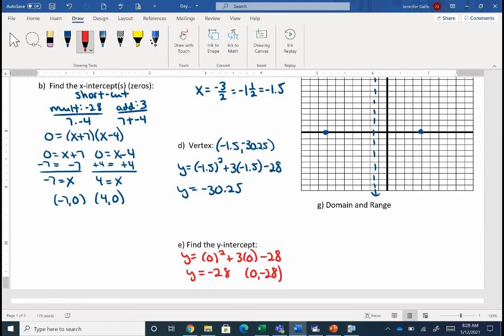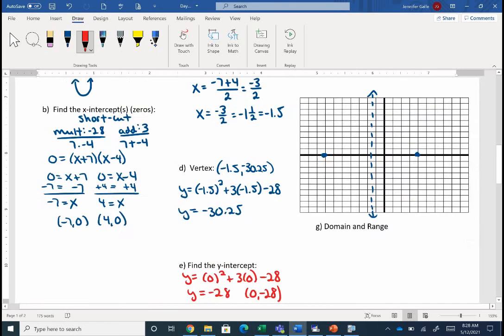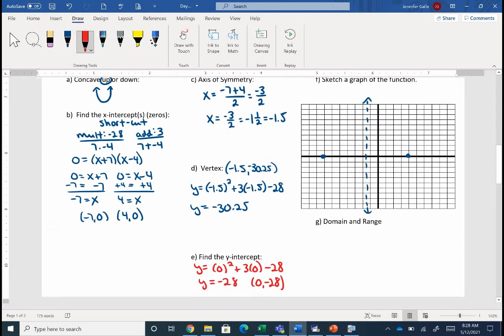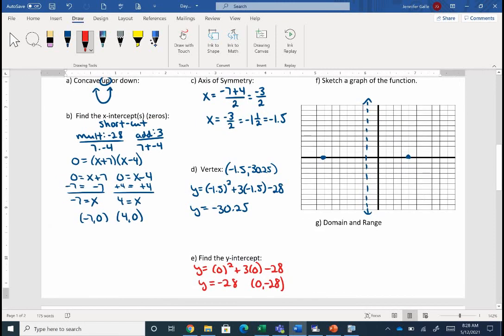All right, so let's get all of our pieces on our graph. We already have the intercepts. We already have the axis of symmetry. But now I have to fit -30.25 on the y. It only goes up to 10 spaces, so I can't go by 2s. I can't go by 3s. What do you guys want to go by? Should we go by 5s?